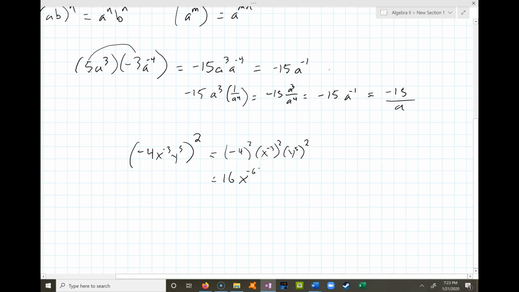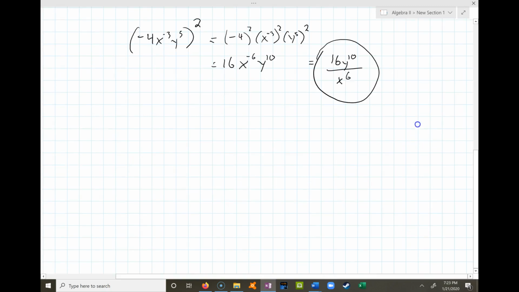And y to the 5th squared would be y to the 5th times y to the 5th, which would be y to the 10th. And you could leave it like that, or you could write it as 16y to the 10th over x to the 6th. I think in the directions in the assignment you're going to do, it says simplify each expression, use only positive exponents. So you'd have to write it like this if they say to use only positive exponents. So there's a couple examples. Again, this is in theory kind of review, so you should be able to whip through this assignment on page 360.